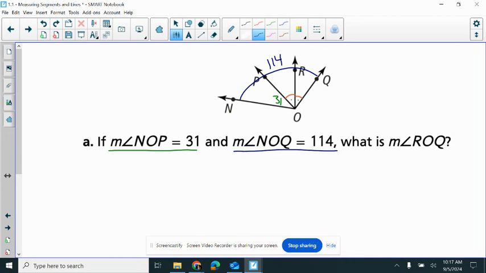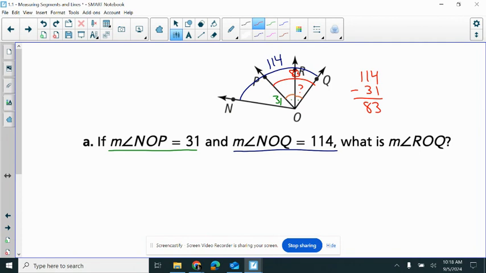What is the measure of ROQ? So we're trying to figure out what one of these angles are. All right, so what I would start off by doing is subtracting those two. So I'm going to subtract 31 from 114. That's going to give me 83 degrees. So if just NOP is 31, that means that the other two angles together have to be 83. So that's not my answer, but I know that both of those are 83 if I add them together.